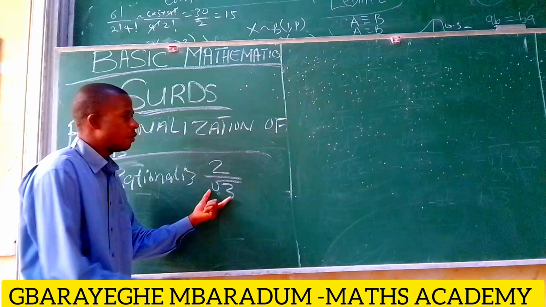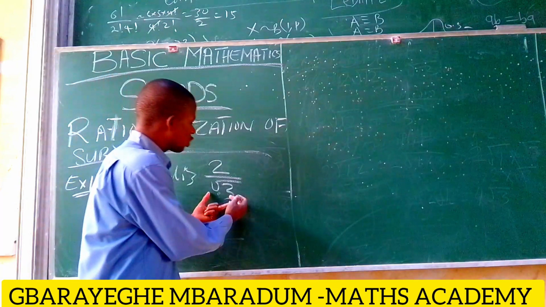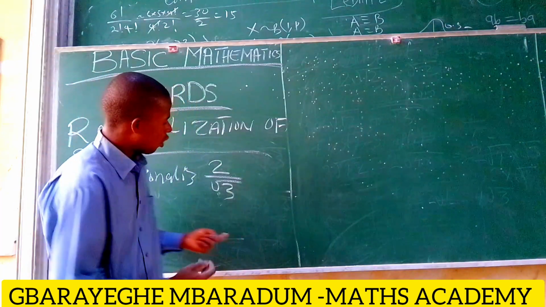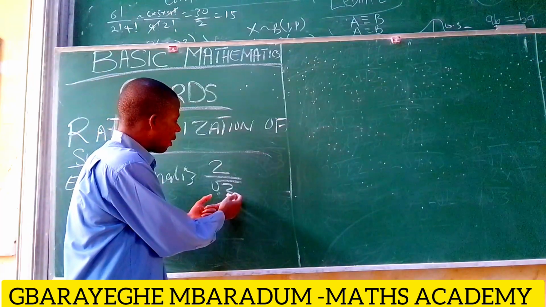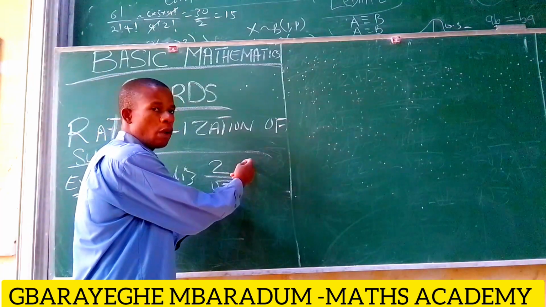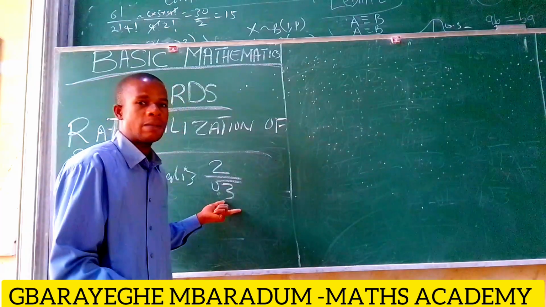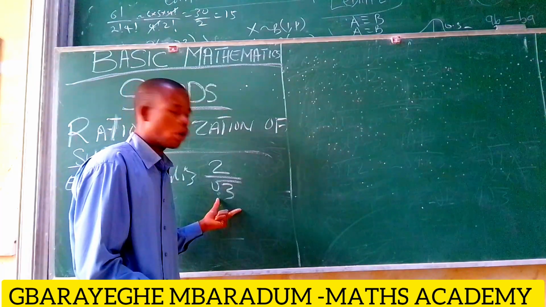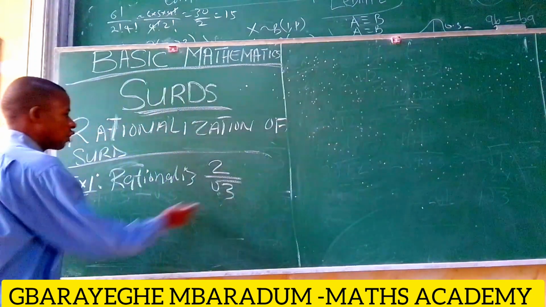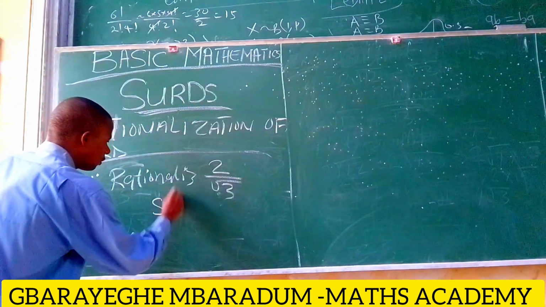And what does it mean to rationalize the surd? To rationalize a surd means the process in which we multiply the denominator by the root, and also the numerator, so that we are able to eliminate the surd in the denominator. That's what we mean by rationalizing a surd. So we have to solve this using the rationalization method. Solution.